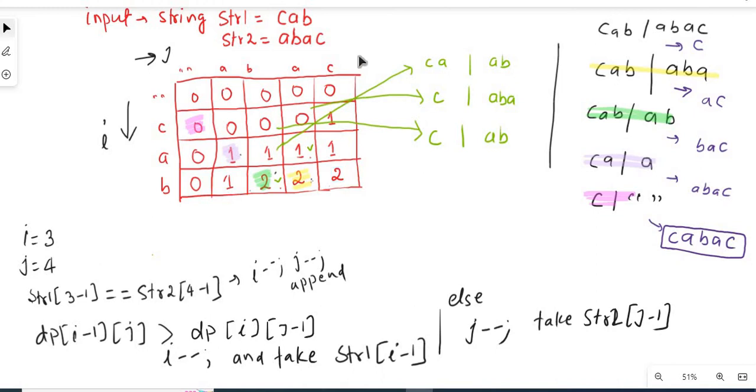Now we check whether this B is equal to C. So B is not equal to C. So this is the condition. We check whether 3 minus 1 and 4 minus 1. Why do we do minus 1? Because this 3 and this 4 is the size of the string, and the index of the string is always one less than the size of the string. So that is why when we do it for the string, we always do minus 1. So here we check that B and C are not equal.